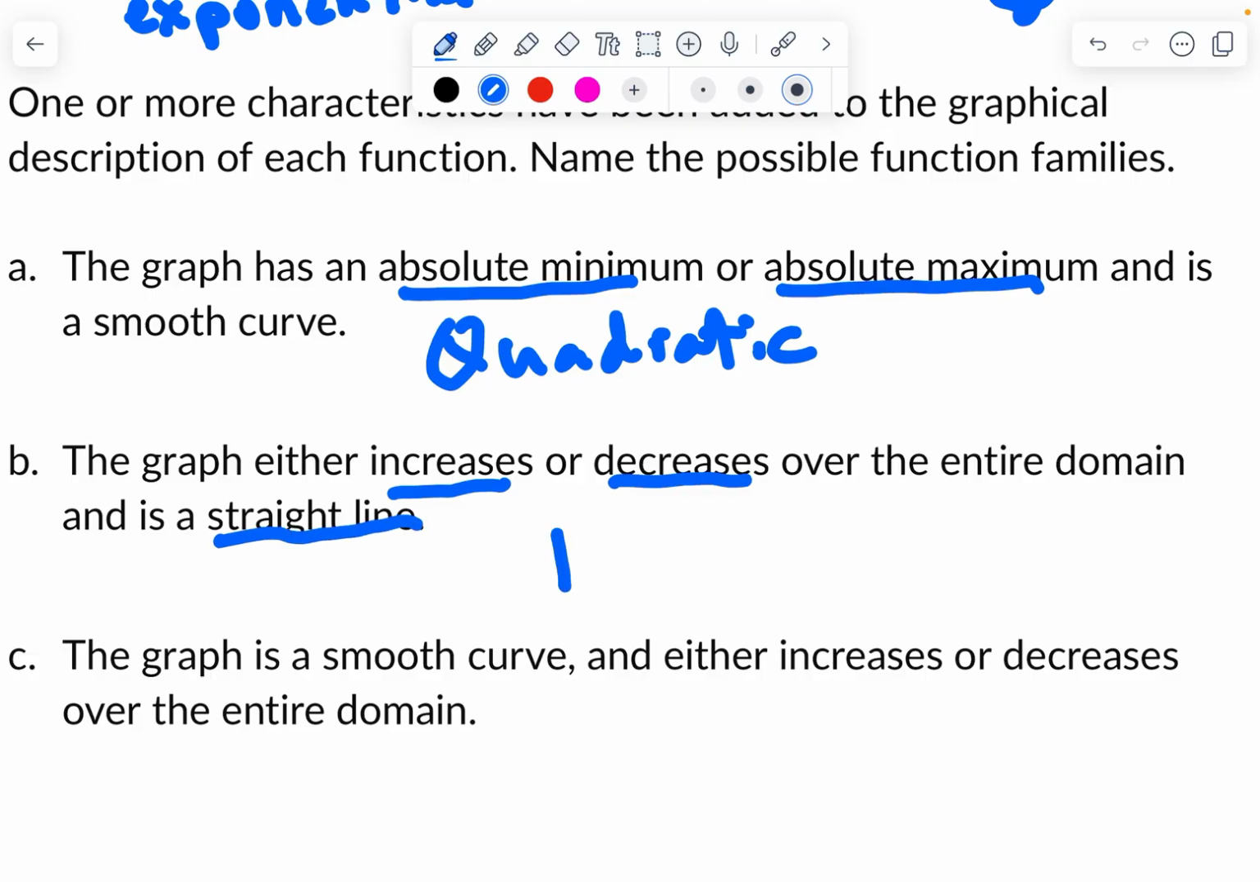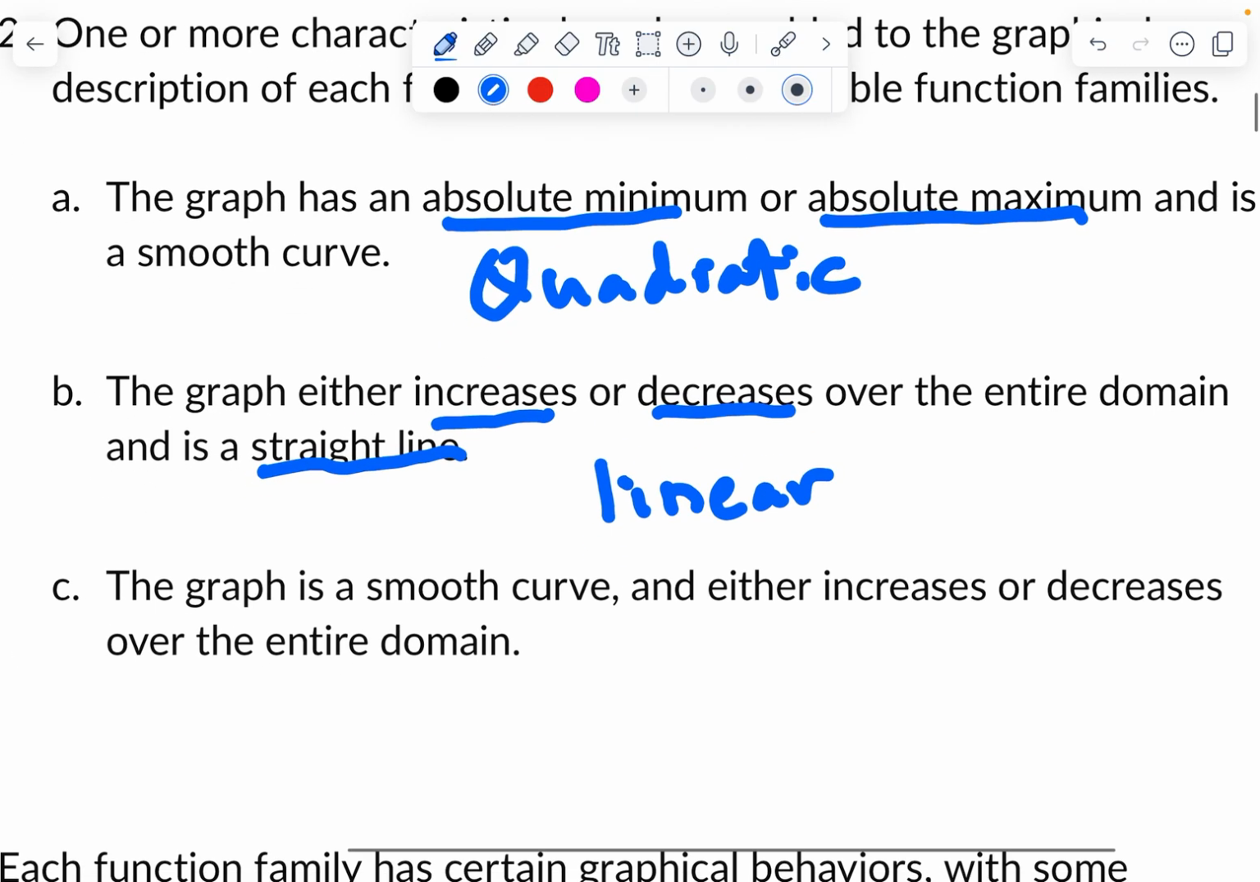Okay, the graph either increases or decreases, so quadratic is out, over the entire domain, and it's a straight line. Well, now we're talking about linear, because linear and exponential both either go up or go down, but only linear is a straight line.